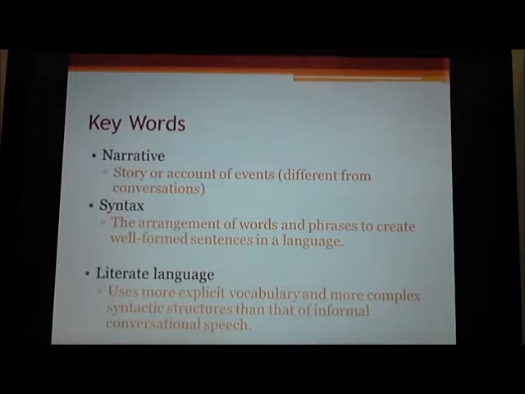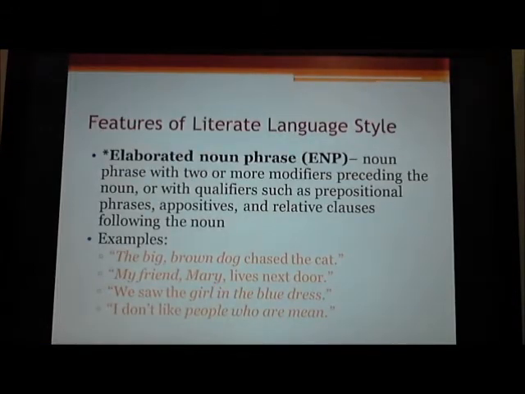Okay, next slide. We go on to features of literate language styles. Now the first feature is called an elaborated noun phrase, or an ENP for short. This feature is what we will be primarily focusing on in this presentation. An elaborated noun phrase is a noun phrase with two or more modifiers preceding the noun, or with qualifiers such as prepositional phrases, appositives, and relative clauses following the noun.